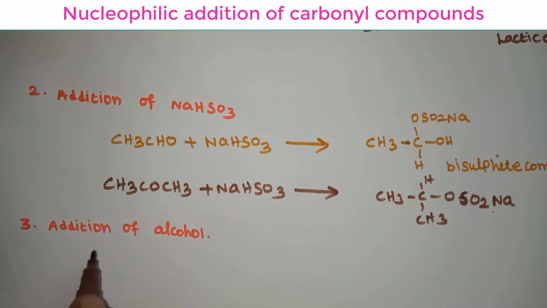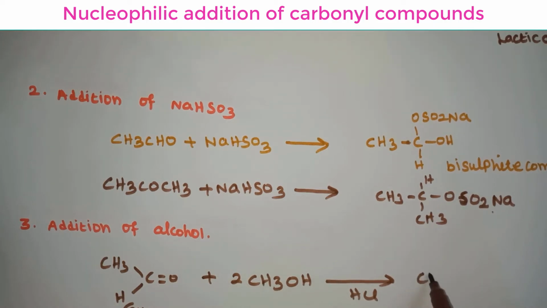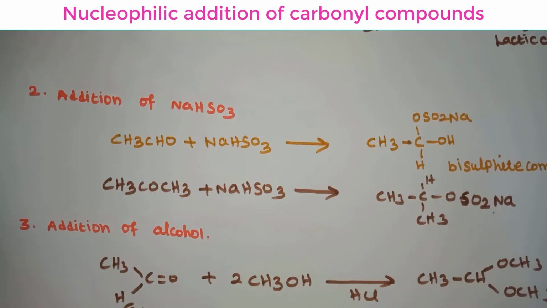Example, acetaldehyde, CH3CH=O. This is also acetaldehyde, that means CH3CHO. Both are equal. This acetaldehyde reacts with 2 moles of methyl alcohol in the presence of acid, hydrochloric acid, to form an acetal. CH3 CH (OCH3)2. The name of this compound is an acetal.